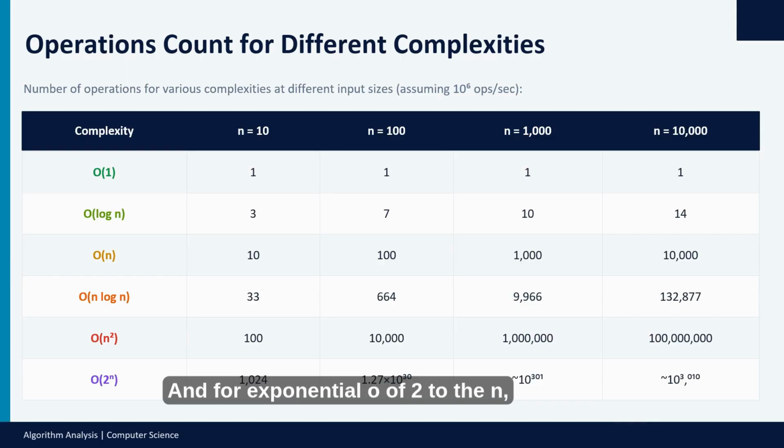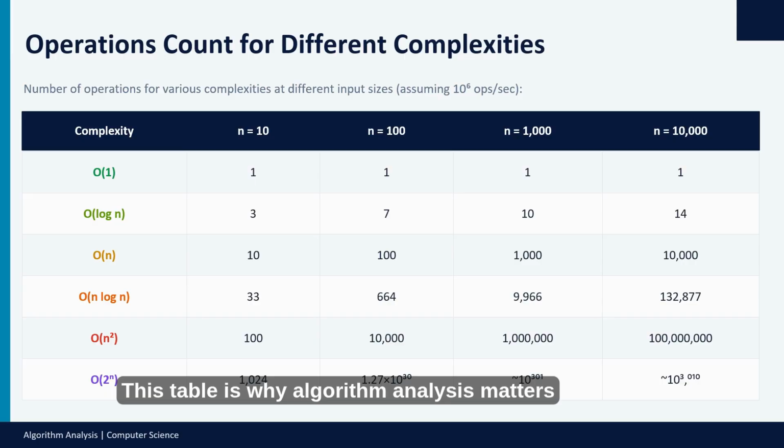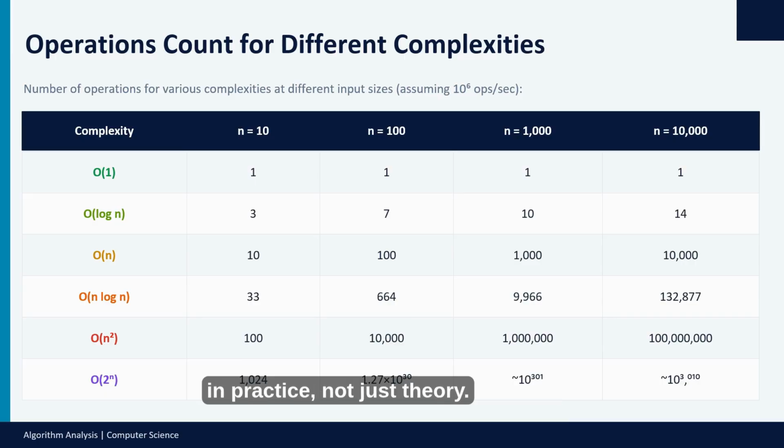And for exponential O(2 to the n), the numbers become astronomically large, numbers with hundreds or thousands of digits, long before n reaches 1000. This table is why algorithm analysis matters in practice, not just theory. For small inputs, algorithm choice rarely matters. For large inputs, it determines everything.